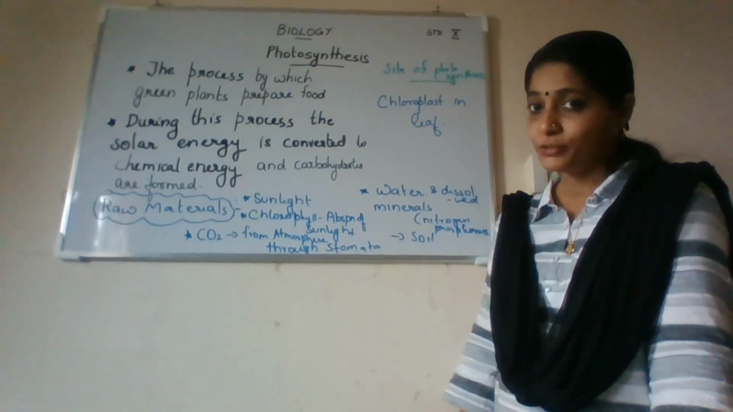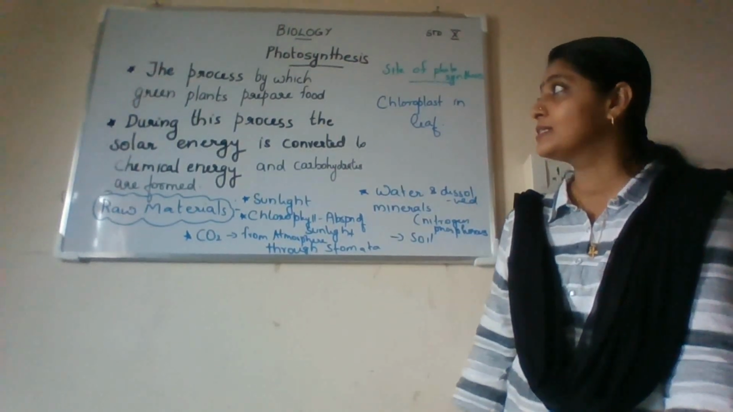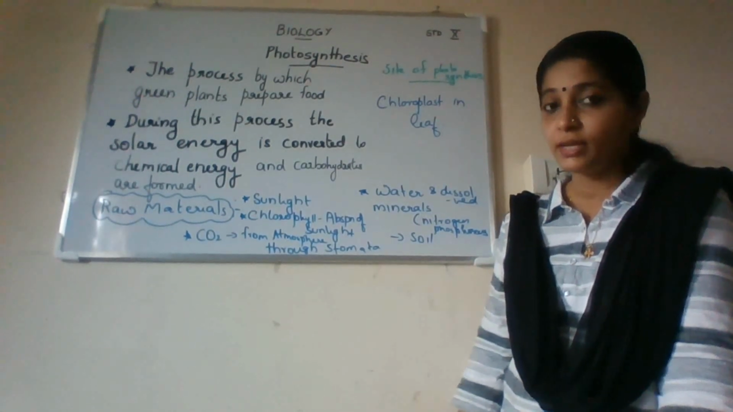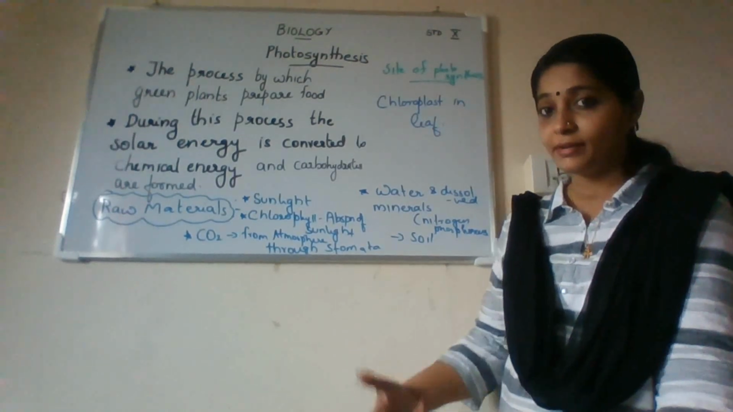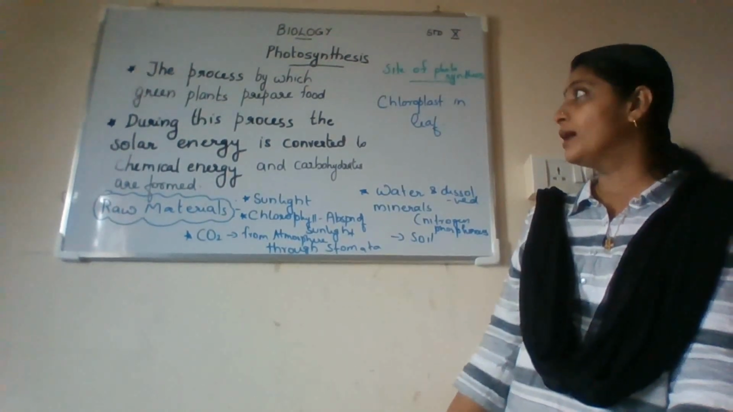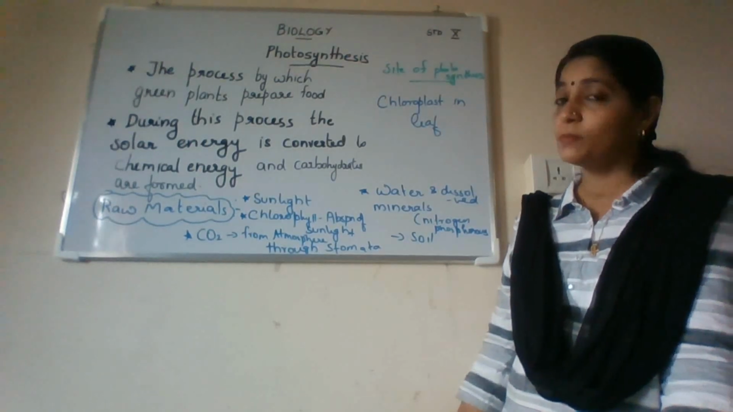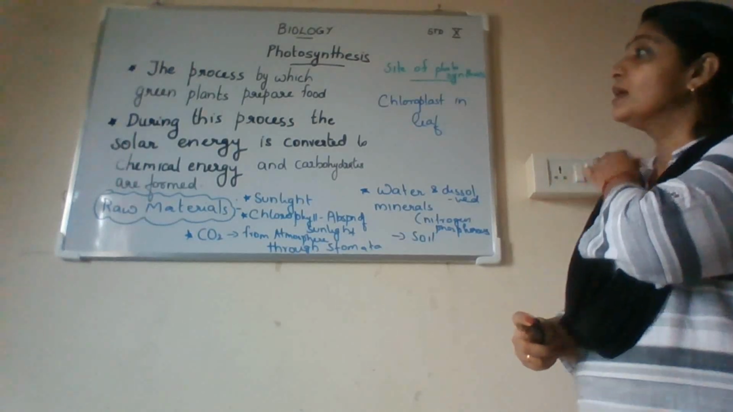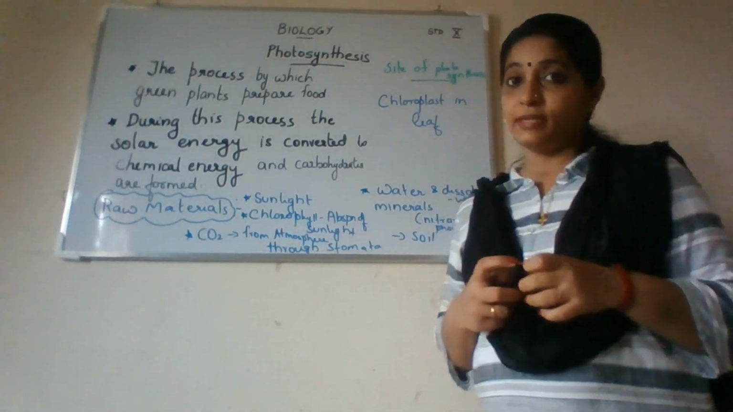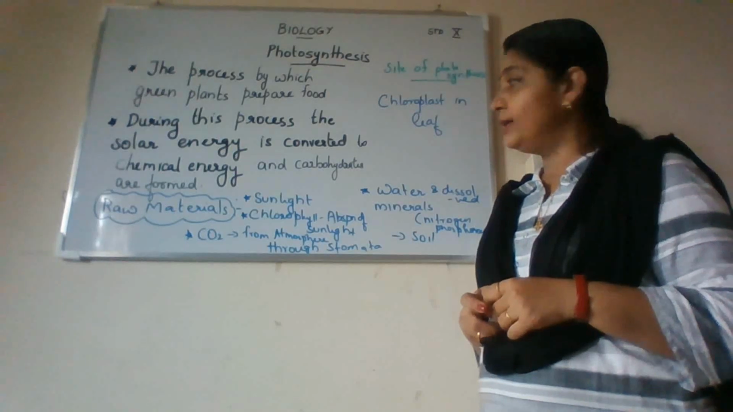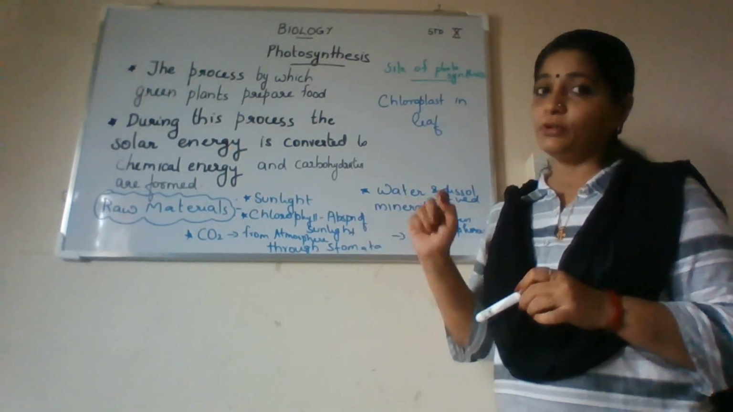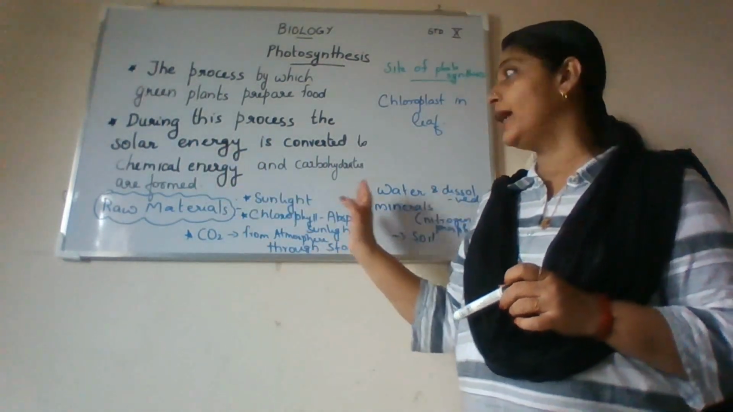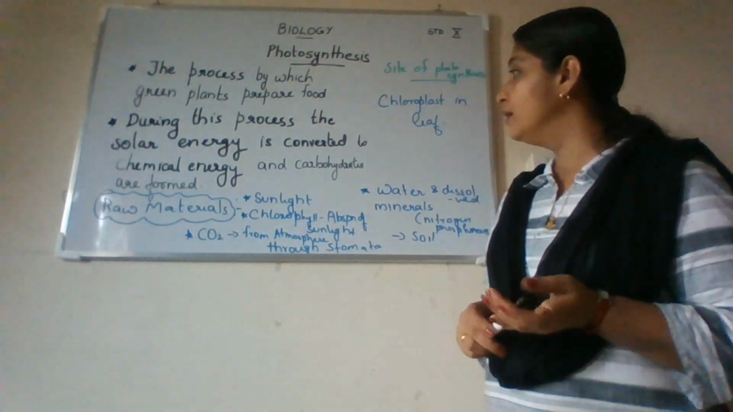I hope all of you enjoyed the video. Now we'll see the process of photosynthesis in detail. What do you mean by photosynthesis? I think from the smaller grades onwards, you may be hearing this term. Photosynthesis is the process by which green plants prepare their own food. During the process of photosynthesis, solar energy is converted to chemical energy and carbohydrates are formed.